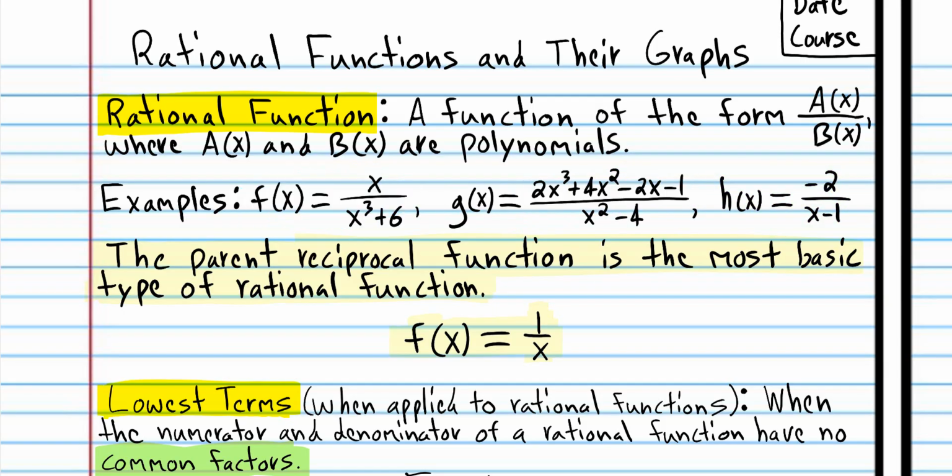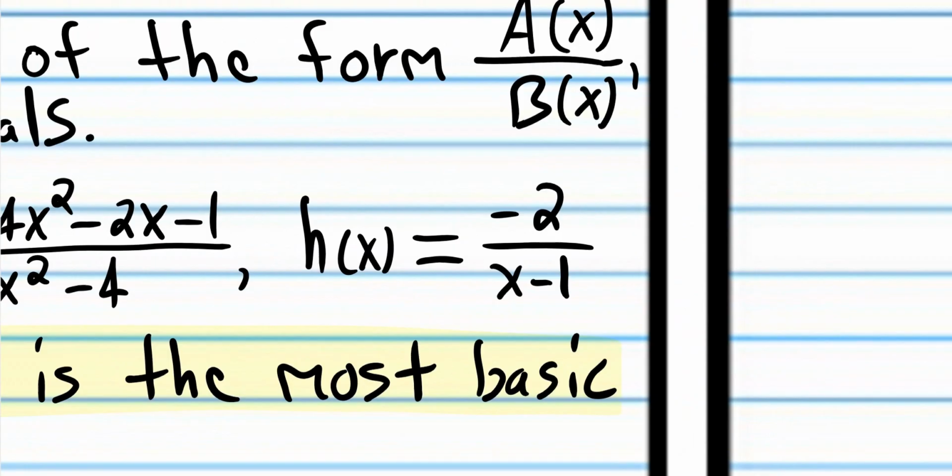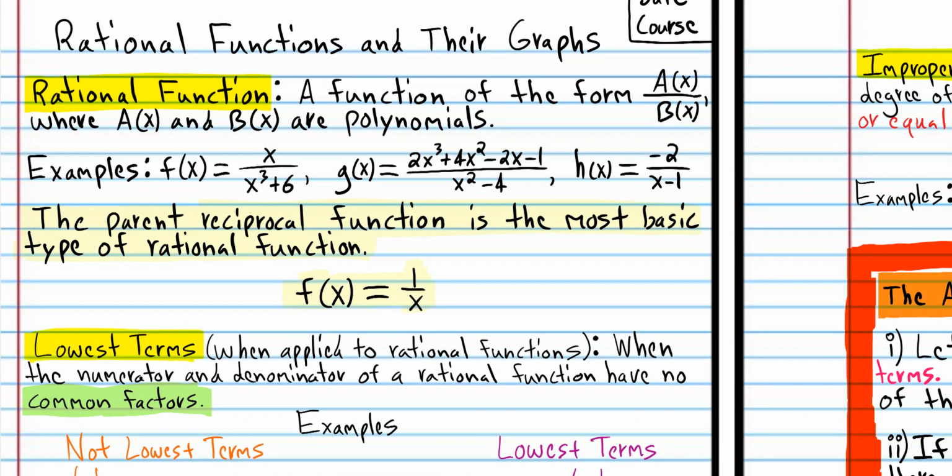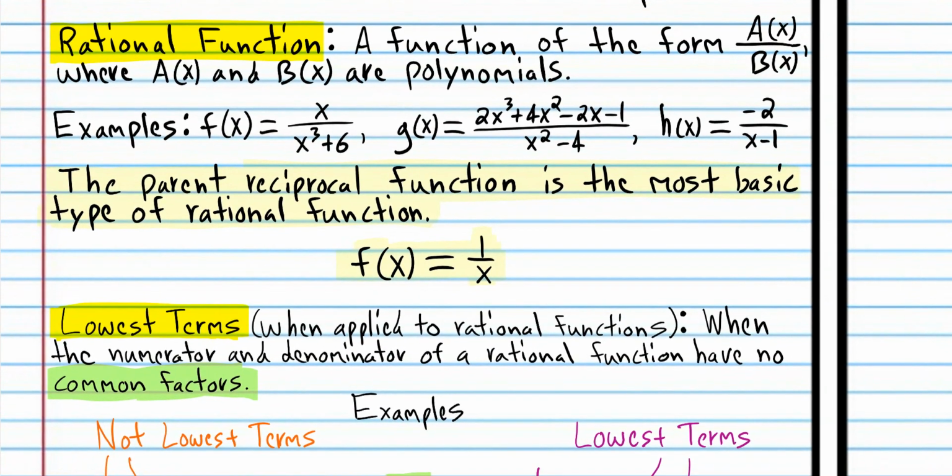Now notice that with this function here, we have a constant in the numerator. And in that case, that polynomial would be considered a 0-degree polynomial, because we can write -2 as -2x to the 0 power. Now, you might recall we learned the reciprocal function in my intermediate algebra course. That's a parent function, and that's the simplest form of a rational function.